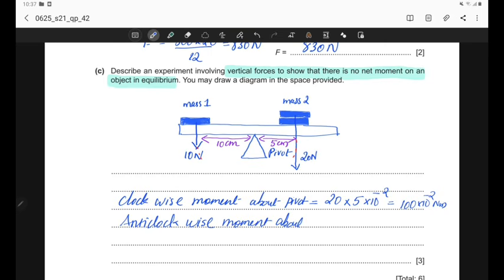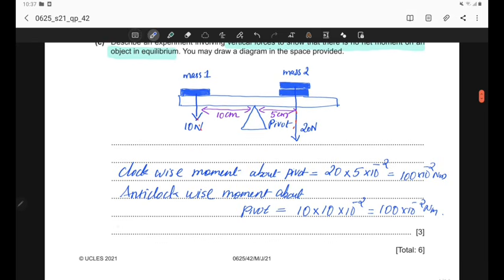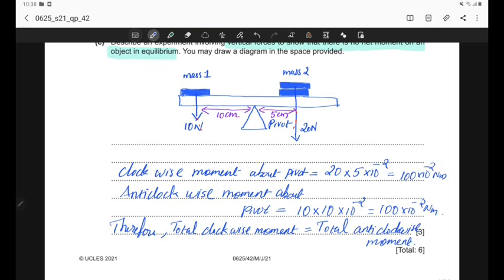About the pivot, that will be equal to the force of mass 1, that is 10 newtons, times the perpendicular distance, 10 times 10 to the power minus 2. So we will again get 100 times 10 to the power minus 2 newton meter. So finally we can write, therefore, total clockwise moment is equal to total anti-clockwise moment.